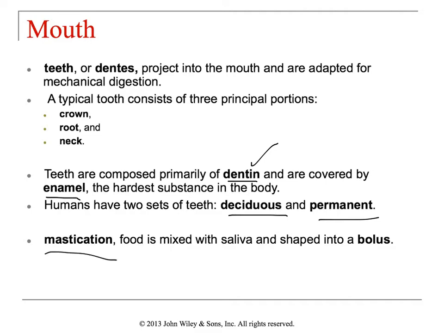Mastication occurs when we chew our food up, and what it does is it mixes it with the saliva, and it shapes it into a ball that we're going to be able to swallow, and that ball is called a bolus.